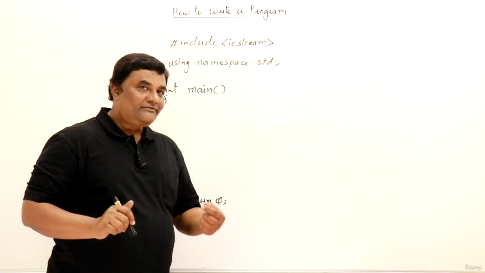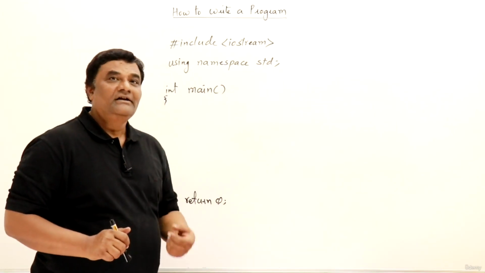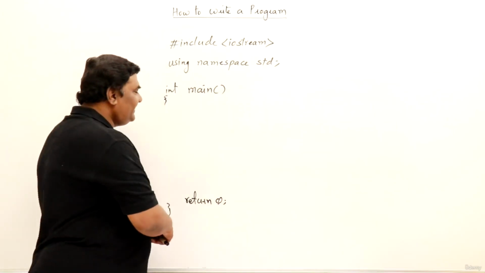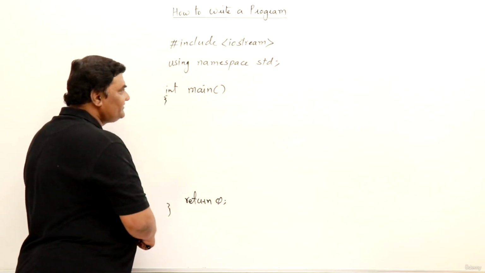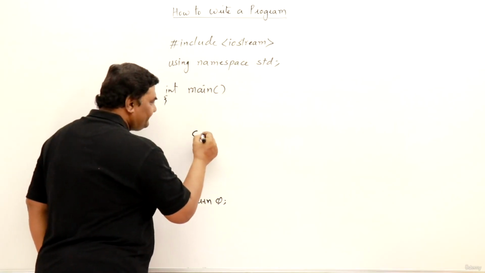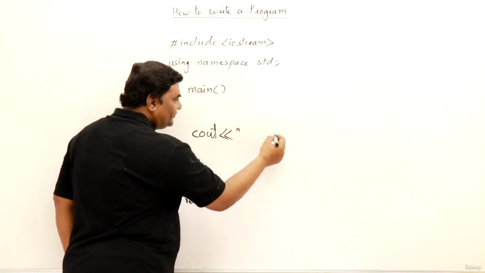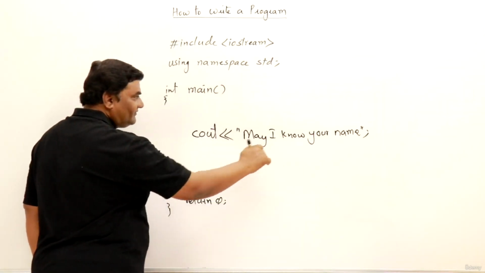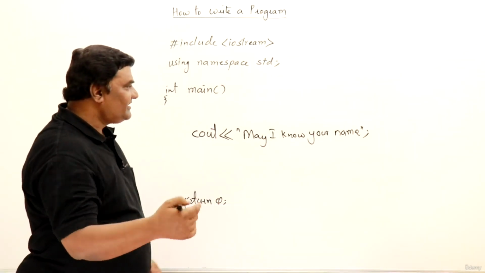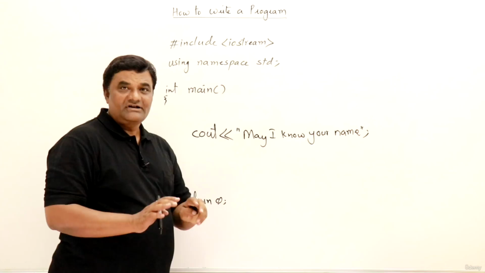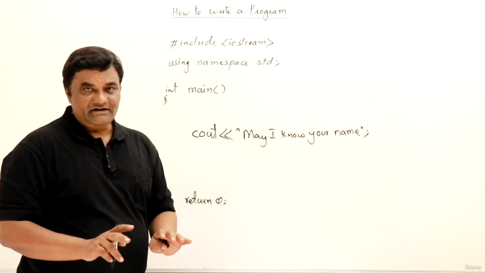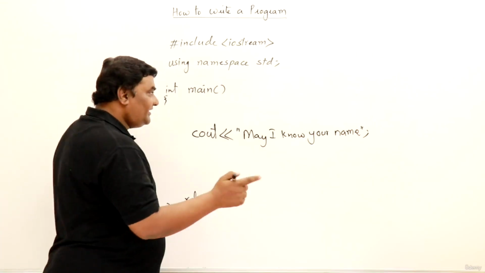So first thing, I have to give a message to you. What is that? May I know your name? For displaying a message on the screen, I should use cout. So cout, may I know your name? So this will appear on the screen. Now you are the user, I am the program. When you see this, you will try to write your name from the keyboard, right? And you will hit enter. So that I should read.